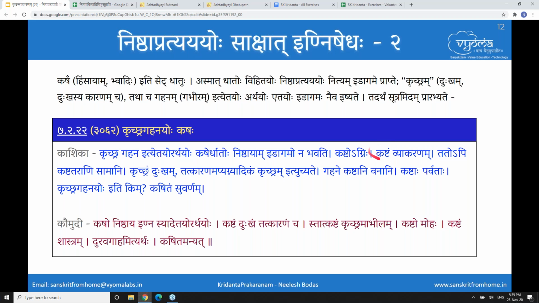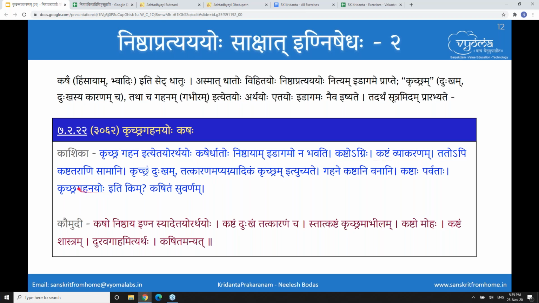Vyakaranam is dukkhadayi, too many derivations to remember or too many specific sutras to remember. Or it is gahana, it is complex, it is gabhira, too many utsarga apavadas, specifically nishtha prakaranam, for example. So kashtam vyakaranam tatopi kashtatarani samani. The ruchas of Samaveda are even more complex to understand. Maybe somebody can understand vyakaranam, but probably more difficult to understand the samani.